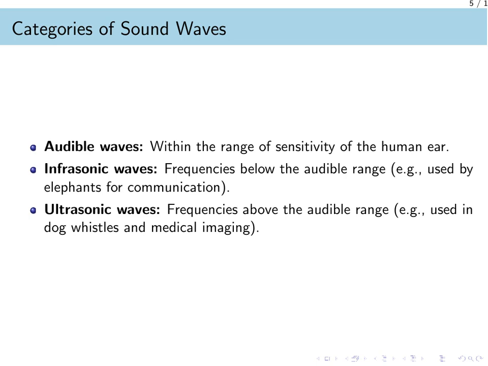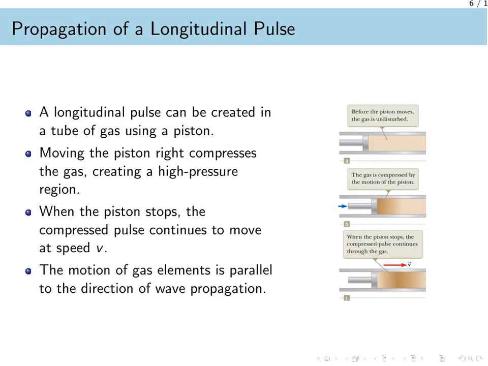pressure and density. We categorize sound waves into three distinct groups based on their frequency ranges. Audible waves are those within the normal range of human hearing sensitivity. Infrasonic waves have frequencies below this audible range. For instance, elephants use these low frequencies to communicate over long distances. Ultrasonic waves have frequencies above the human audible range. These are used in tools like dog whistles, which dogs can hear but humans cannot, and are also vital in medical imaging technologies.